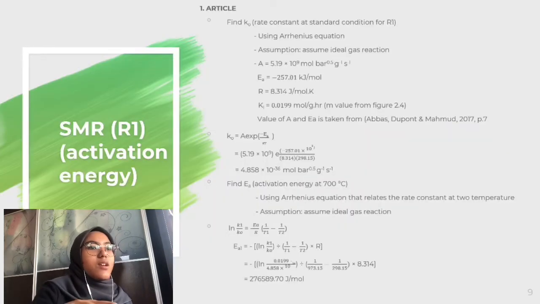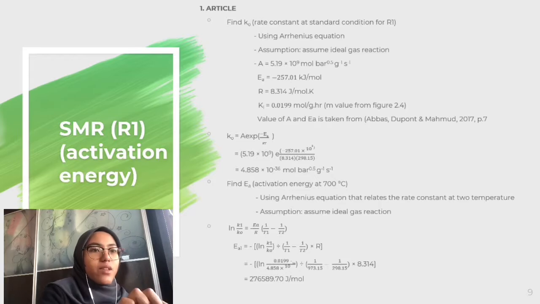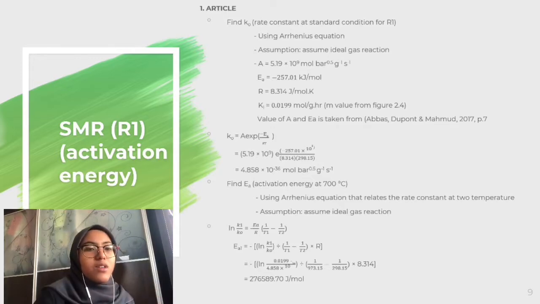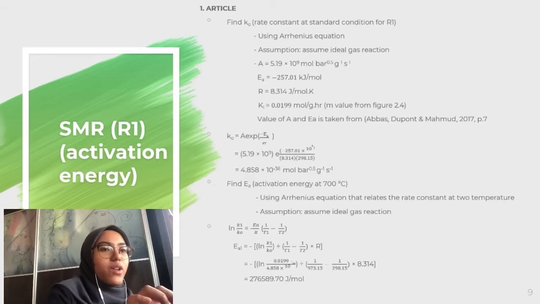Next, we are going to find the activation energy for SMR. By plugging all the values into the Arrhenius equation, we get this value for the rate constant at extended condition, 4.858 times 10 to the power of negative 36. Using the Arrhenius equation that relates the rate constant to temperature, we plug in all the values in this equation and we will get the final answer for activation energy.